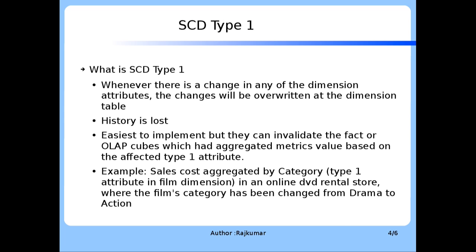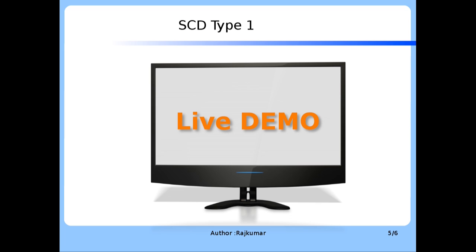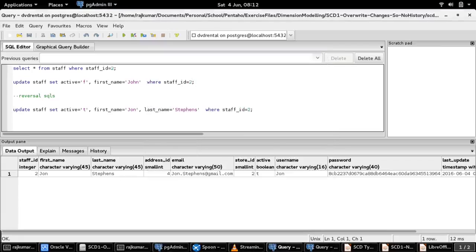So let us now move on to the demo part. For this demo, I have considered a table named staff which stores the working personnel details in a DVD rental store. This is the structure of the staff table and I have selected a record for a staff ID of 2.